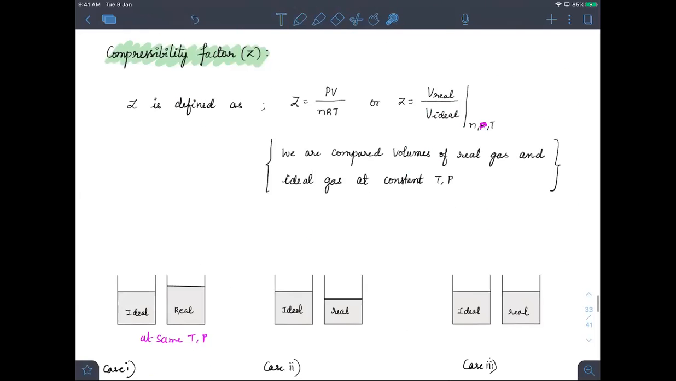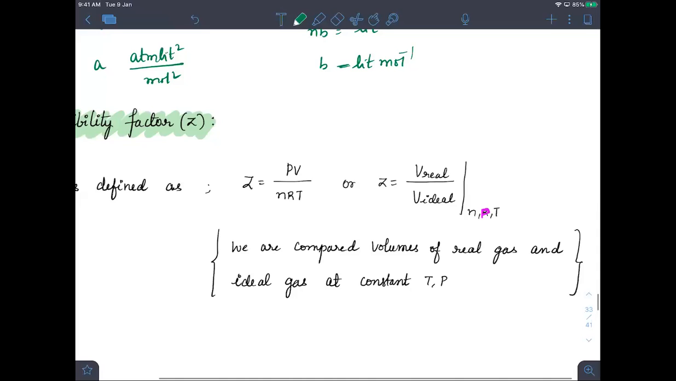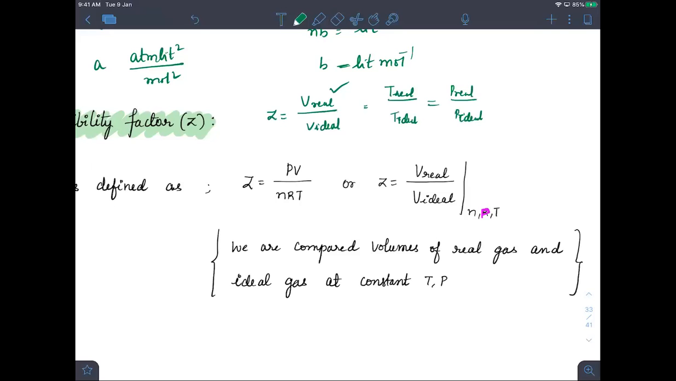Next, coming to the next important factor, that is compressibility factor. This can also be defined in many different ways. I'll write it down. Z is defined as V real by V ideal. This is one way of defining, or T real by T ideal, or P real by P ideal. These are different ways of defining compressibility. In our syllabus, we are more concerned with V real by V ideal.